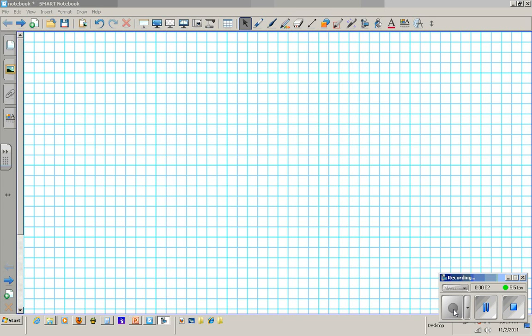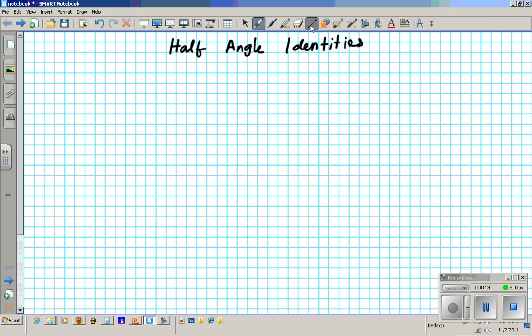Good day, class. This is a lesson on half-angle identities. So please write down the title of this lesson, half-angle identities. Now, the materials you need for this lesson: you're going to need your unit circle and your formula sheet, okay? If you don't have them, bring them out.